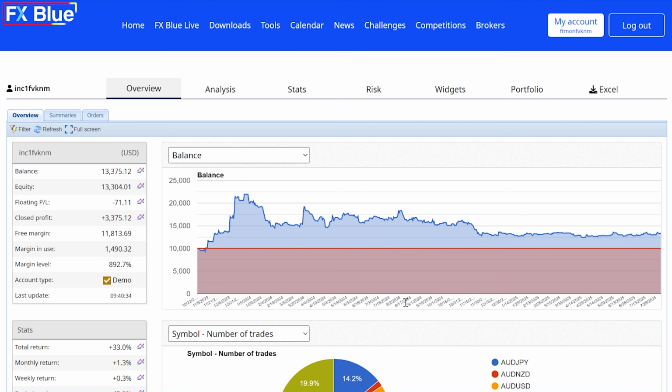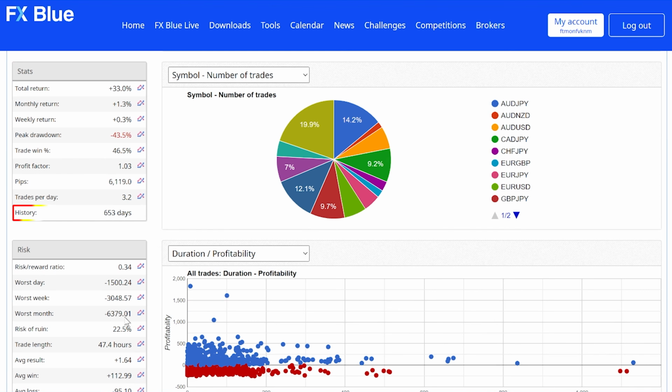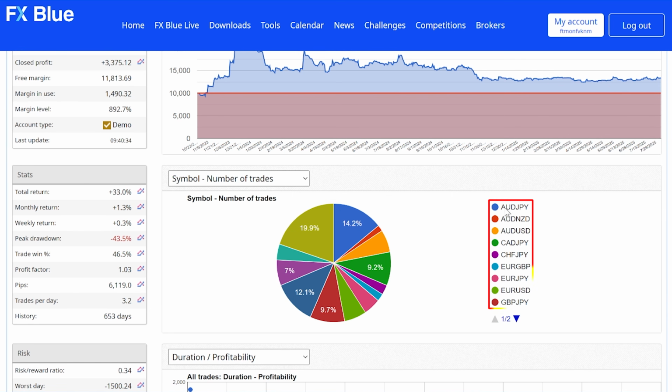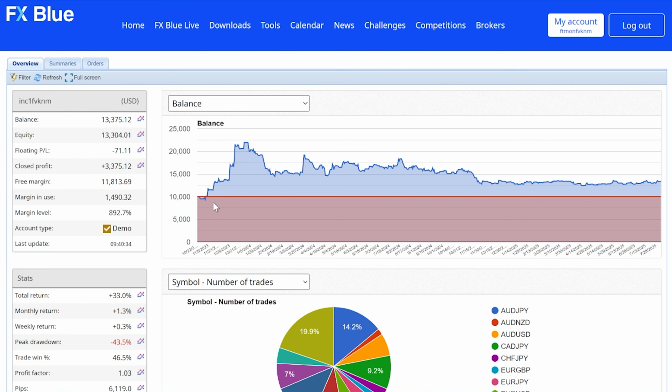So I've got FX Blue up here. It's an account that's been running for 653 days on many pairs, and it's all on the H1 time frame, so you need a bit of time to really weed them out, but it's been running for a long time. So there's good strategies in here, there's bad. The overall performance has been positive.